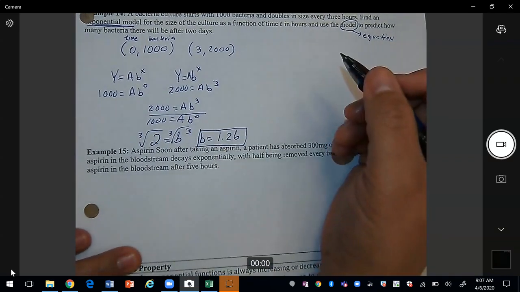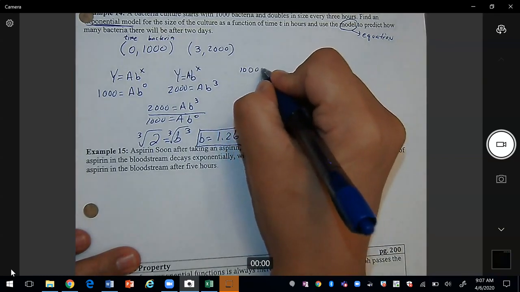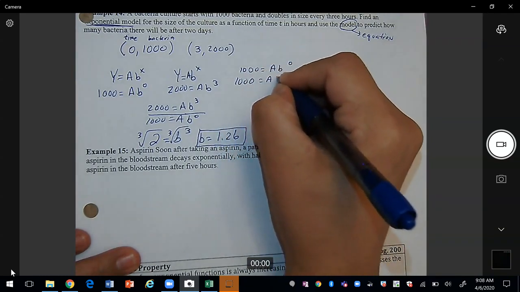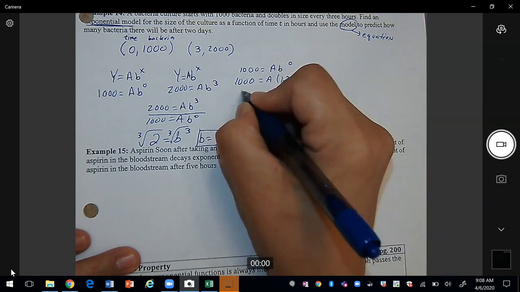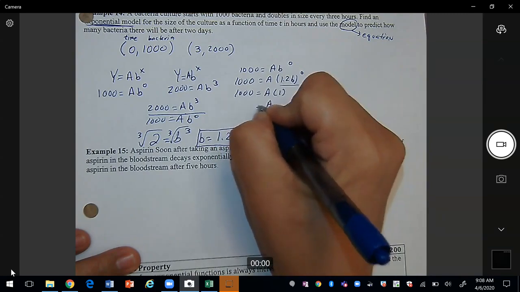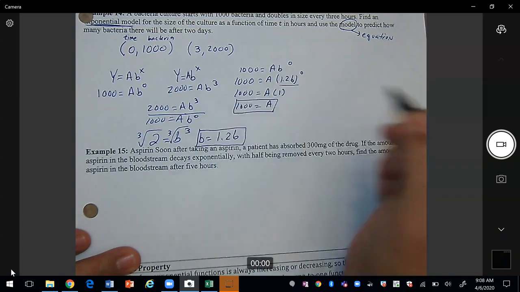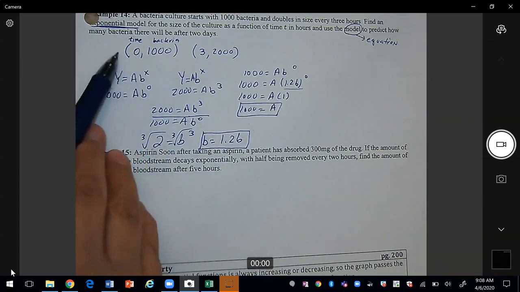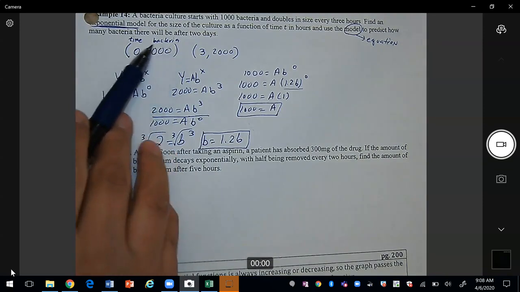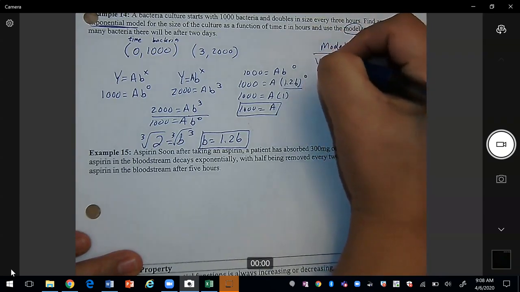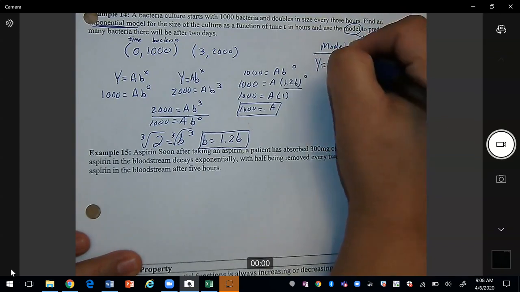Now we need to find a, so we can substitute it back. I'm going to go ahead and use this one here. B is 1.26. Remember that anything to the 0 power is always going to be 1. So A is 1,000. So again, from the beginning, this is already going to be A since you have x equals 0, so that's your y-intercept. So your model or your equation is y equals A times B to the x power.